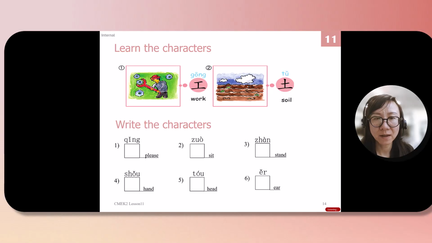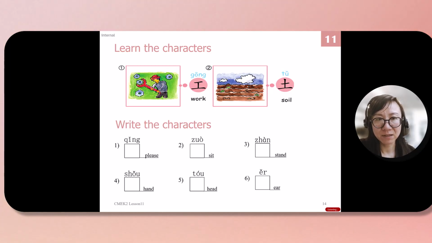And next one, the new characters will be 工, for work, and also 土 for soil, mud or earth. And we learned both of them in the previous characters. All right, so now it's up to you to write down the characters. And I'm going to just read out these characters, and also probably I'll make a phrase for each one, but it is up to you to write down the characters in your own textbook.